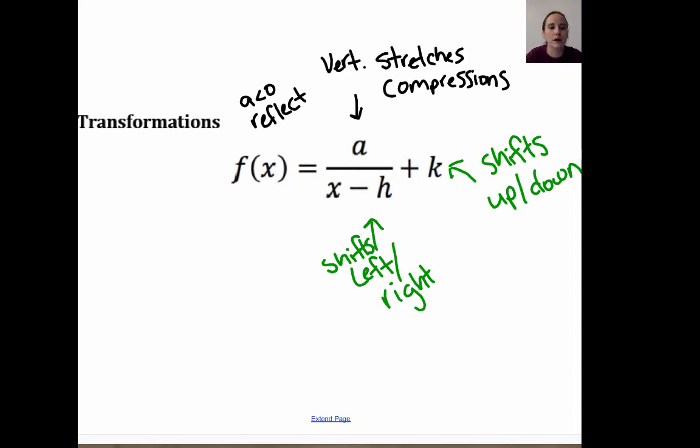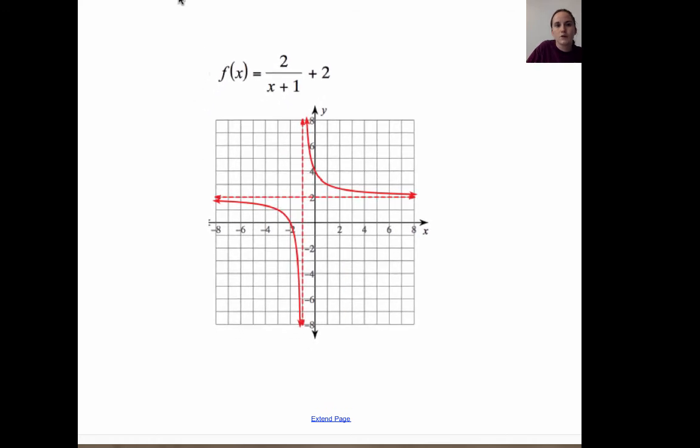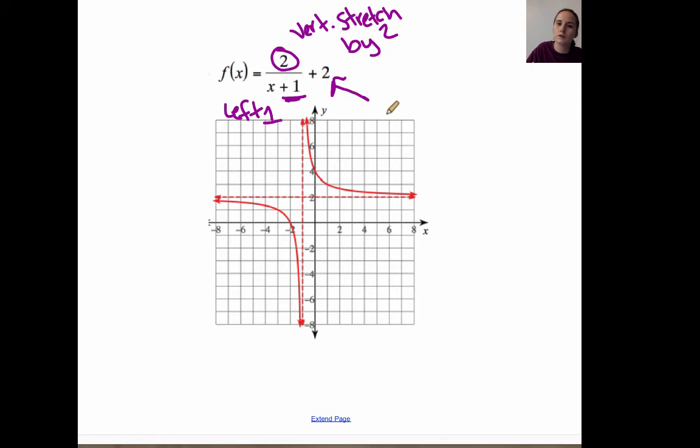So what we're going to do is we're going to look at this one. So just identifying the transformations, the 2 here, that's been vertically stretched by 2. Okay, and we shifted to the left 1. And then we went up 2.